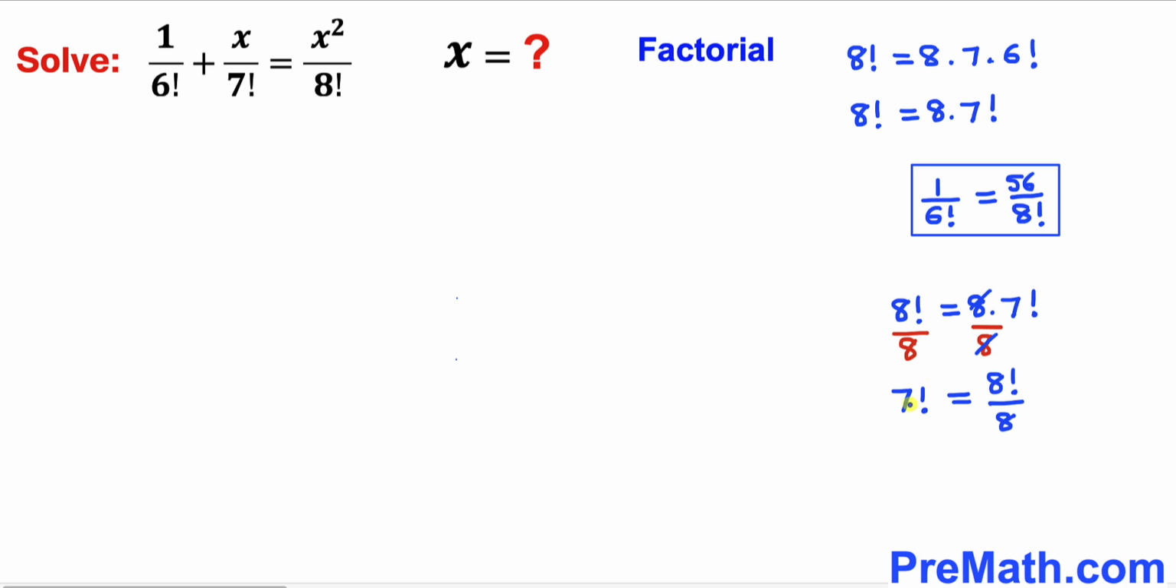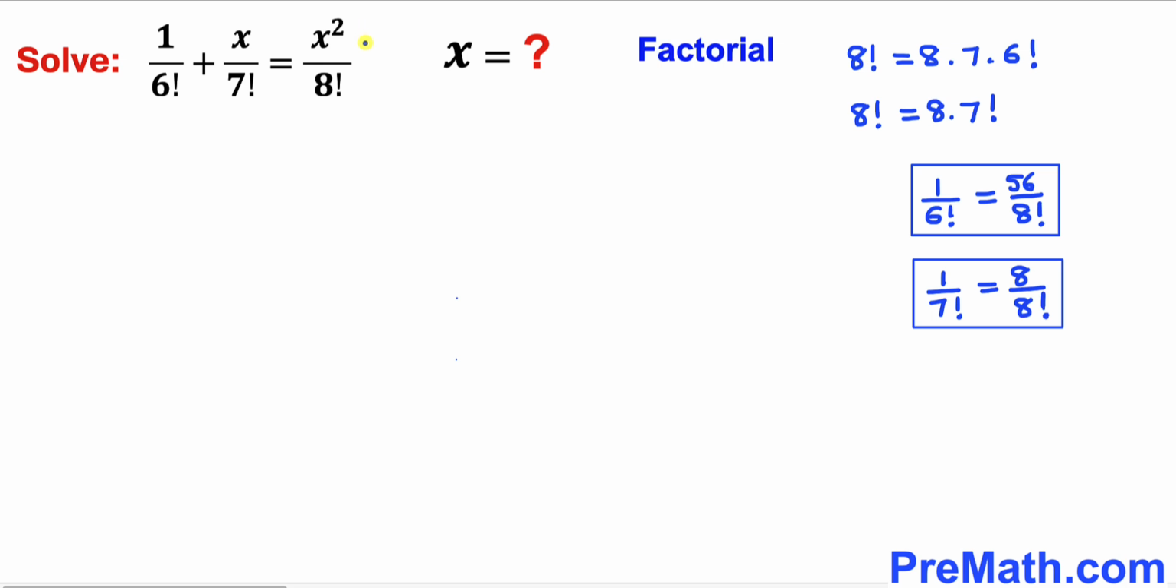Now on the left hand side, 7 factorial could be written as 7 factorial divided by 1. It doesn't make any difference whatsoever. And now we are going to flip both sides over. So the reciprocal of the left hand side is 1 divided by 7 factorial, which is going to be equal to the reciprocal of this one as well. So that is going to be 8 divided by 8 factorial.